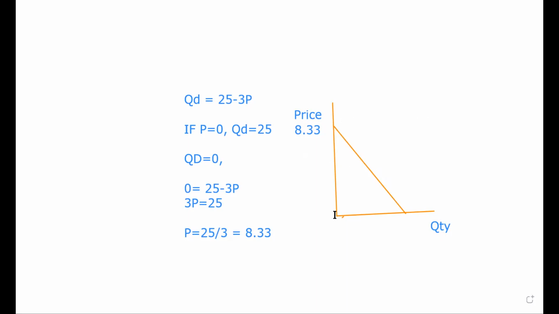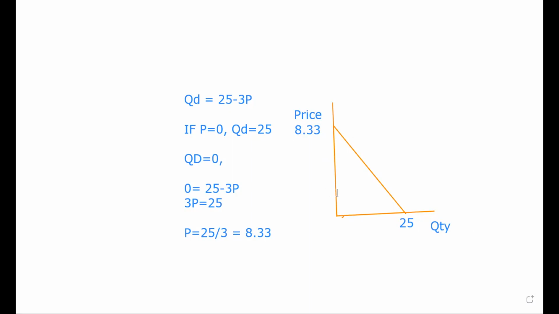If price is 0, then what is the maximum quantity that people come for? That is 25. So here is 25. So the maximum quantity people will demand is 25 if it's free, and the maximum price is 8.33. So we've deduced that from the equation without actually mapping it.